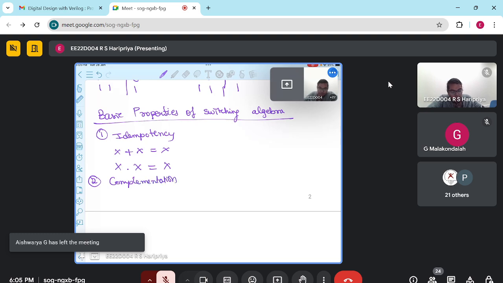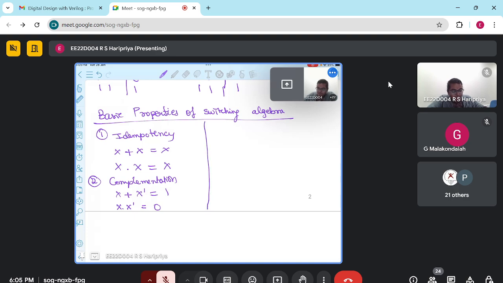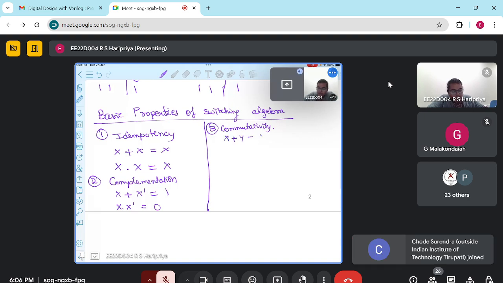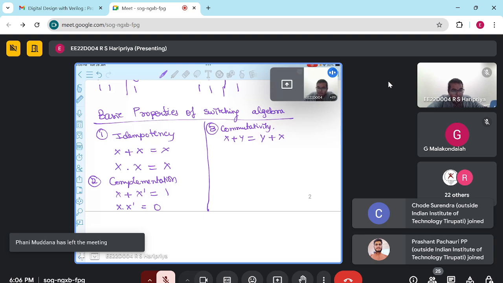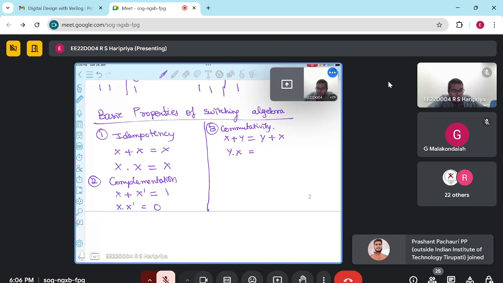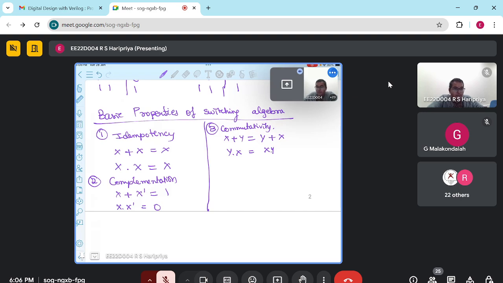The next property, complementation. When you perform an OR operation with its complement, it gives 1, and when you perform an AND operation with its complement, it gives 0. The next property, commutativity, that means if you perform the OR operation, x or y and y or x are both the same, and similarly x and y, and y and x are both the same.